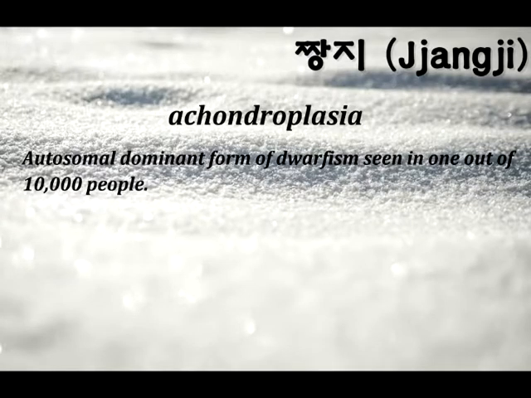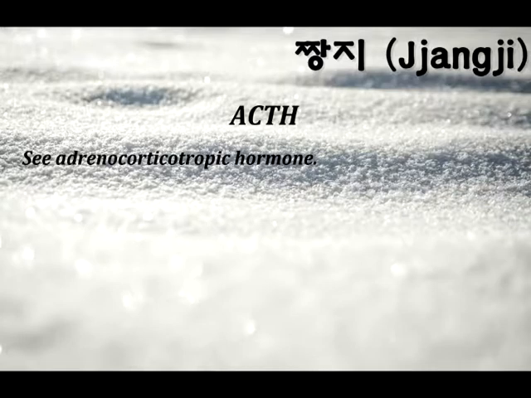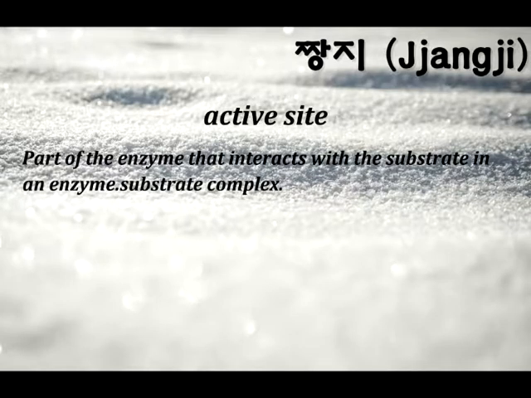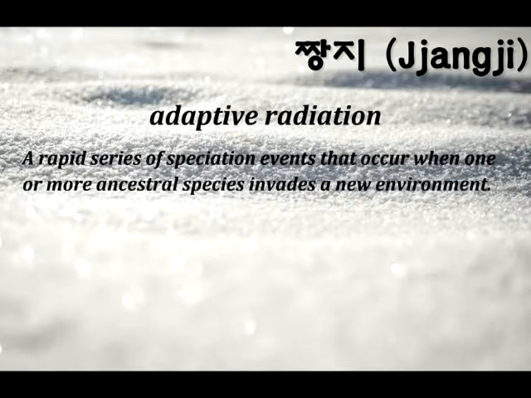Achondroplasia, autosomal dominant form of dwarfism seen in 1 out of 10,000 people. ACTH, adrenocorticotropic hormone. Active site, part of the enzyme that interacts with the substrate in an enzyme-substrate complex. Adaptive radiation, a rapid series of speciation events that occur when one or more ancestral species invades a new environment.